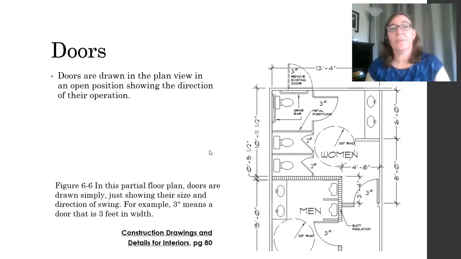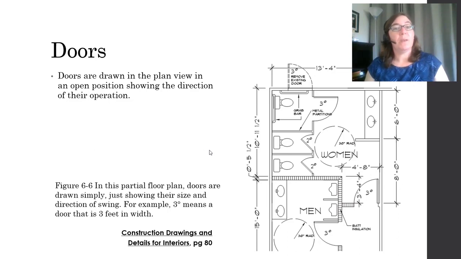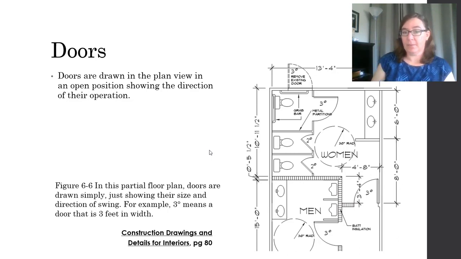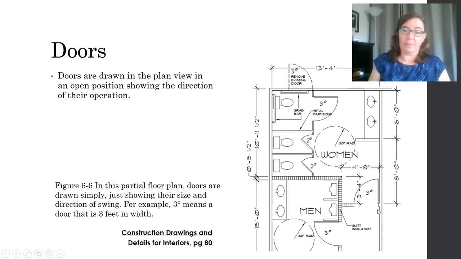Let's talk about doors next. Doors in a plan view are drawn in an open position and they show the direction of operation. Let's take a look at this example. We have a door right here. You can see that this slim rectangle is the actual physical panel of the door. This arc represents the swing of the door as it moves. So you can see that it's drawn in its open position. The hinge point would be right here, and the latch point would be right here.